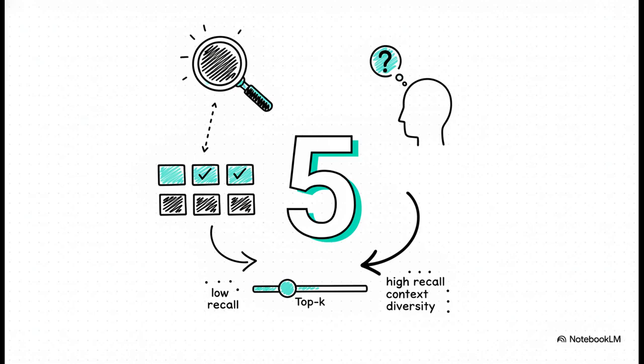Let's move to Top-K and see how this builds on our previous metrics. When a user asks a question, your database finds matching chunks. Top-K sets the exact number of most similar chunks returned by the system to feed into the prompt. If your Top-K is 5, it returns the 5 best matches. It's pretty straightforward, but this dial directly impacts the recall and the context diversity in your final response.